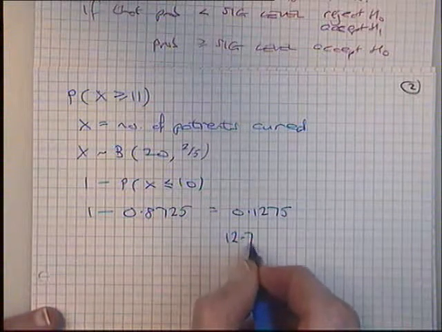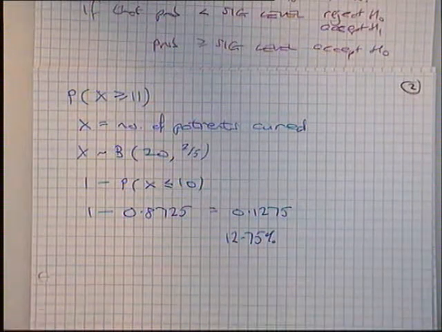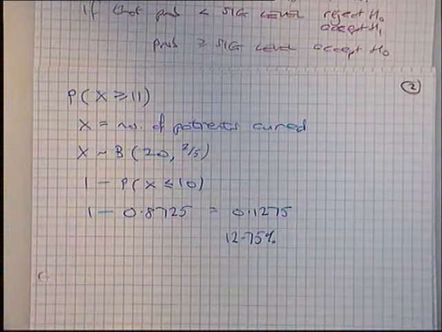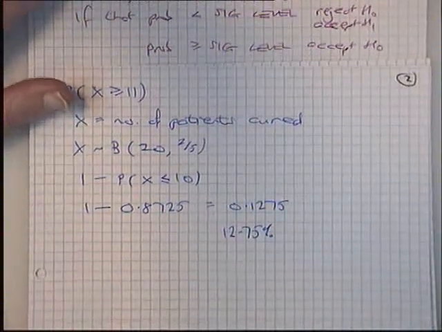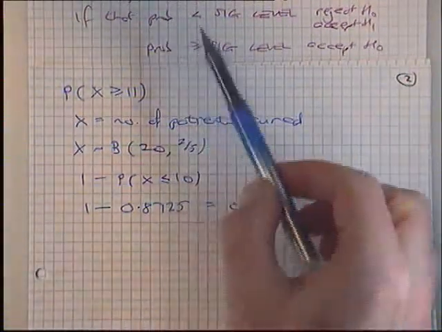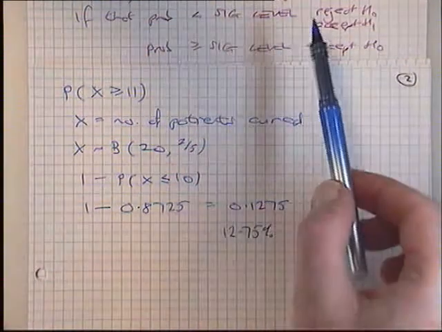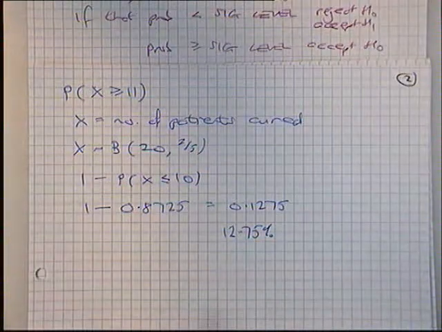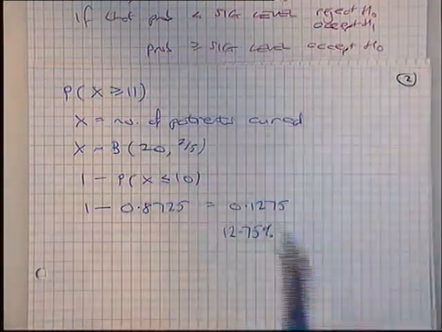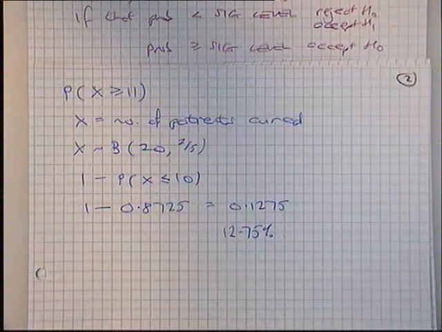Well, that's 12.75%. So if we go back to what's at the very top of the board, is that probability less than 5% or greater than or equal to 5%? Greater than or equal to 5%. So I'm going to accept H0. It's not such a rare event.